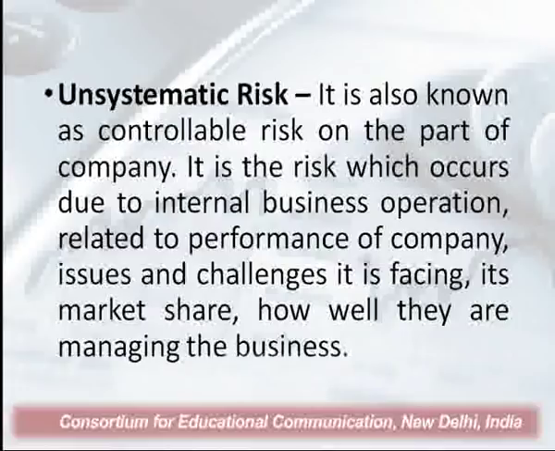The second type of risk is unsystematic risk. It is also known as controllable risk because it is controllable on the part of the company. It is a risk which occurs due to internal business operations related to the performance of the company, the issues and challenges the company is facing, its market share, and how well they are managing their business. Successful and healthy companies are able to manage this risk really well. Because this is company specific risk, it is also reflected by the beta of the company with respect to the market index.